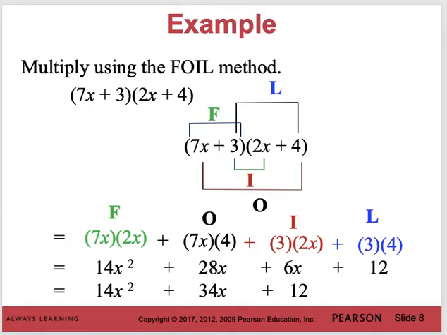Here's an example using numbers and correlating that with our FOIL method. Identifying our first terms are 7x times 2x, giving us 14x squared. Our outer terms are 7x times 4, giving us 28x. Our inner terms are 3 times 2x, giving us 6x. And our last terms are 3 times 4, giving us 12. And we can combine our like terms of 28x plus 6x, giving us a total of 34x.